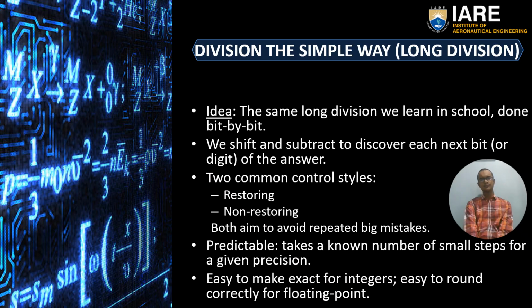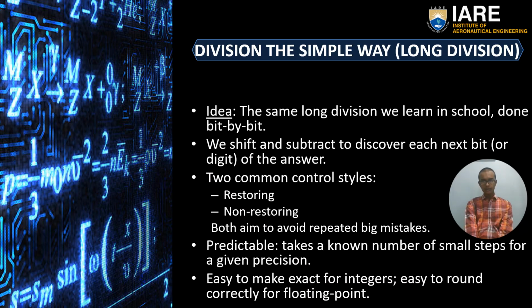This approach is friendly when we care about simple control and guaranteed results. It's not the fastest for huge chips, but it is reliable and easy to reason about. Hence, it is easy to make exact for integers, and easy to round correctly for floating point. The main idea, as we already discussed, is the same long division we learn in school, done bit by bit. We shift and subtract to discover each next bit or digit of the answer.